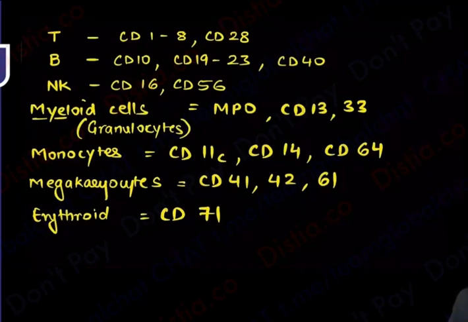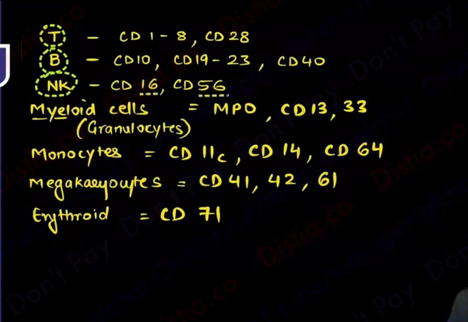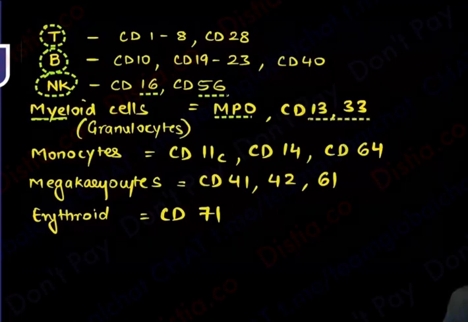First and foremost, I have already helped you with the lymphoid lineage. For T, B and NK, I have made you learn the story, right? T is 1 to 8, 28, easy to learn. B was keep doubling, that is 10s and 20s and 40s. Natural killer, I told you the bodybuilding story, a 16-inch bicep and a 56-inch chest. So natural killer cells, sorted. For myeloid, I told you the easiest way to learn is myeloperoxidase, and after that you have to do 1, 3, 3, 3, that is 13 and 33.